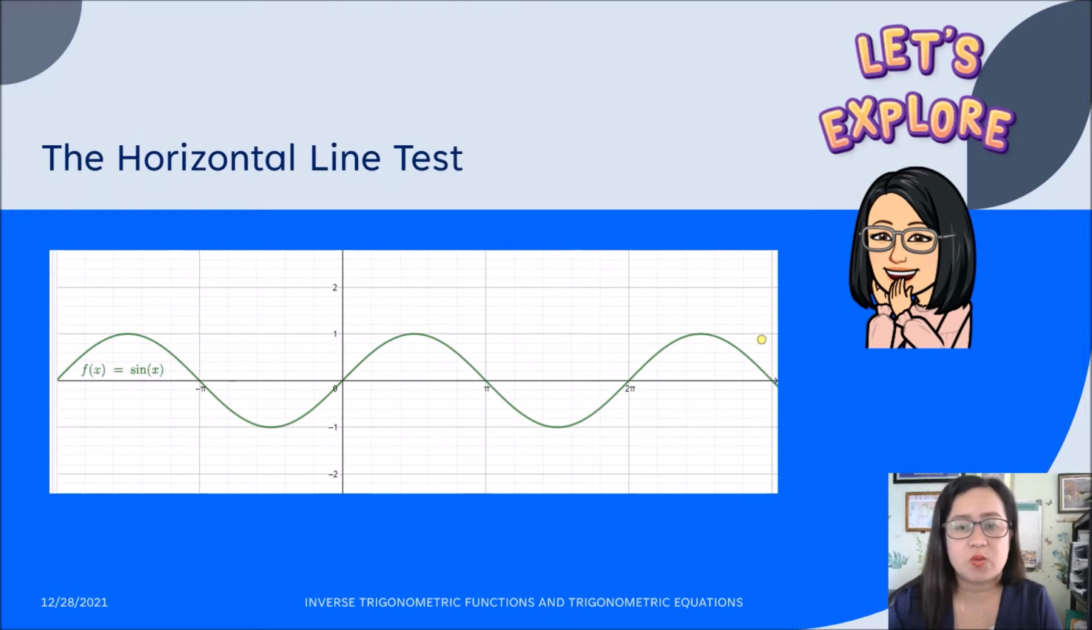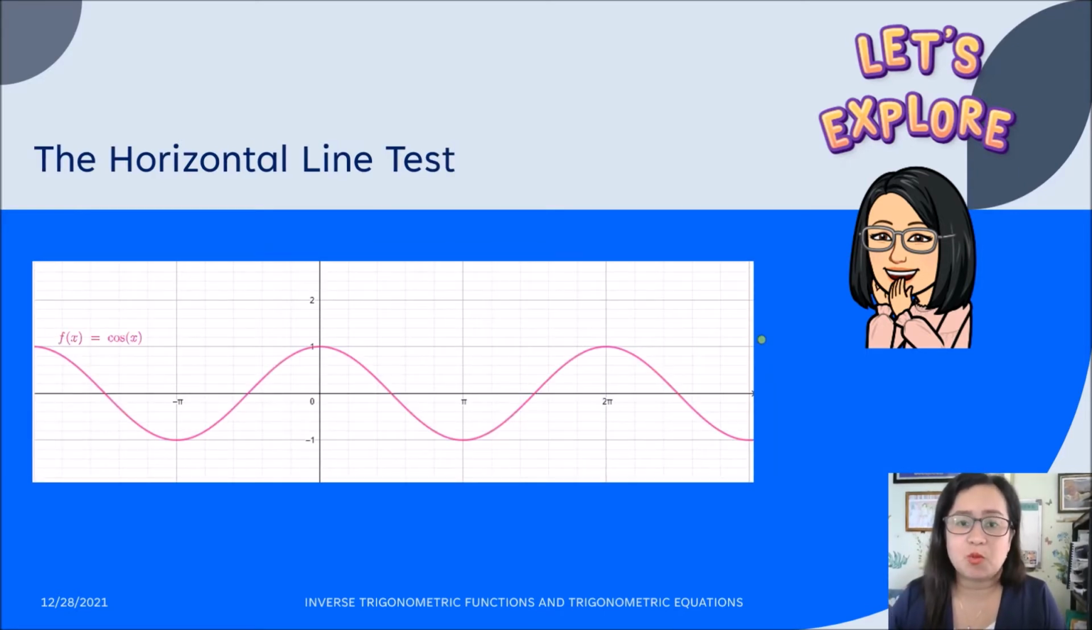Now let's see whether the inverse of the function sine x exists using the horizontal line test. Let's draw a horizontal line over the graph and count the number of points of intersection. Now using this, we can already see 2 points of intersection, and if we extend the line to the right or to the left, we can see infinitely many points of intersection.